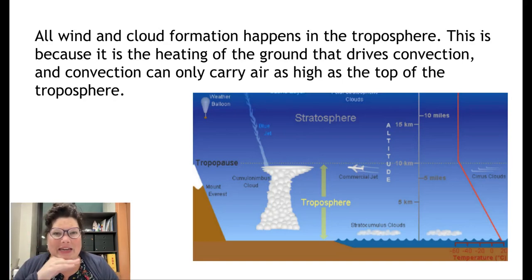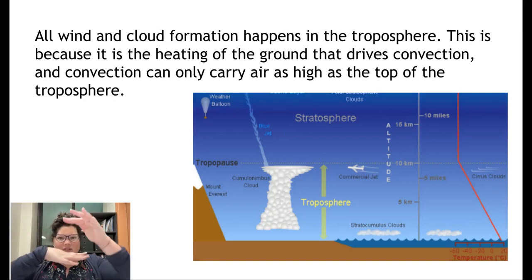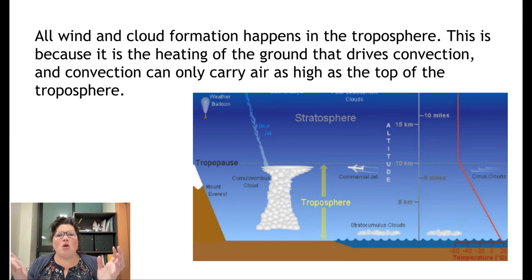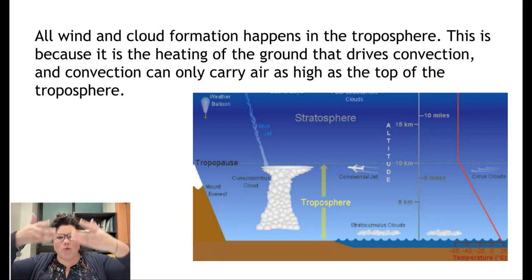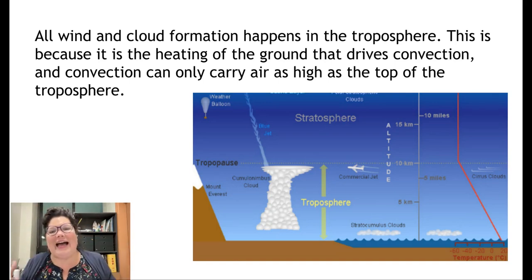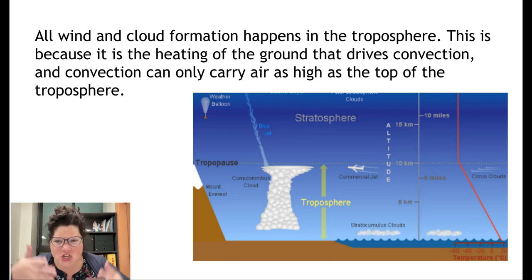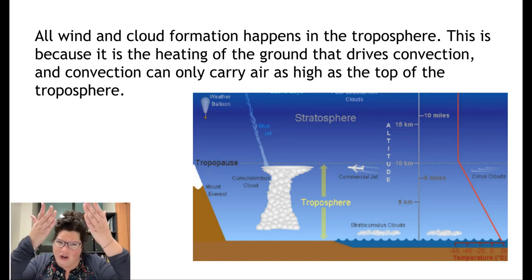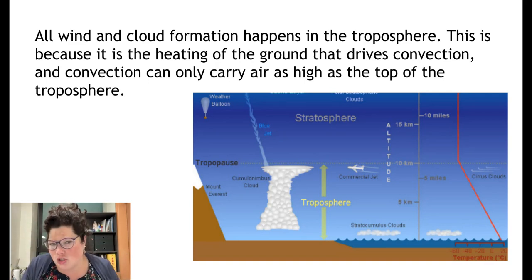As you're going to learn about in another video, the layers of our atmosphere, the air can only move up so high. So this cloud formation is only going to happen in the troposphere. That's because this heating of the ground that drives this convection, that movement of the air up, can only go as high as the troposphere.